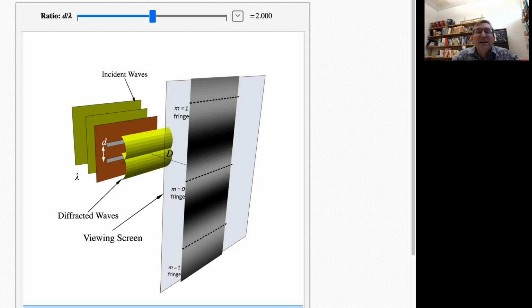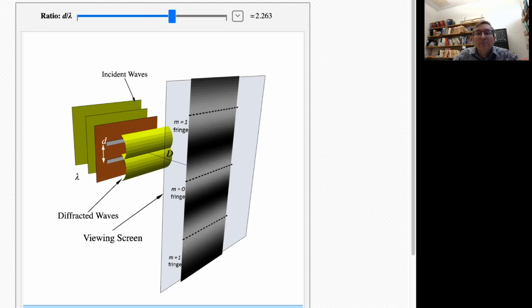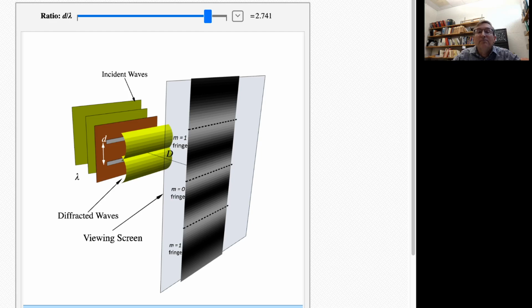Right now the spacing little d between the slits is twice the wavelength of the light. Let's make it bigger. Okay, I'm going to drag that slider and make little d bigger. Let's see what happens to the interference pattern on the viewing screen. There's a bit of a lag here because it has to redraw the image, so that's not very helpful, is it? Okay, boy, I don't know why it's so sluggish.